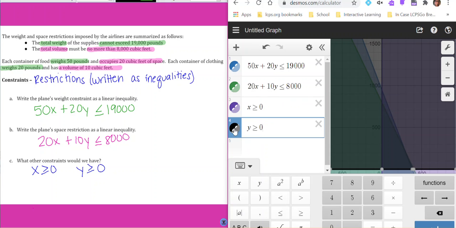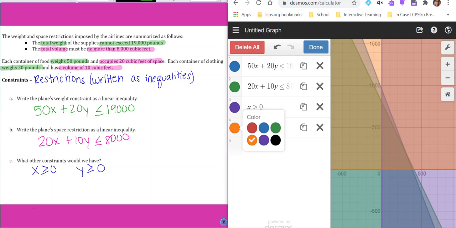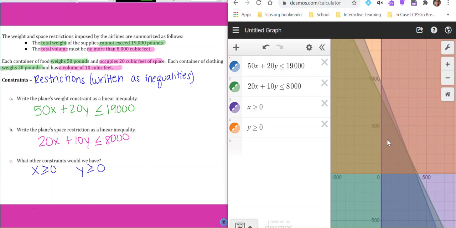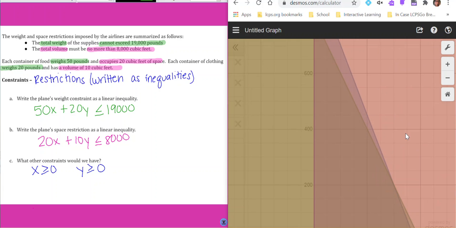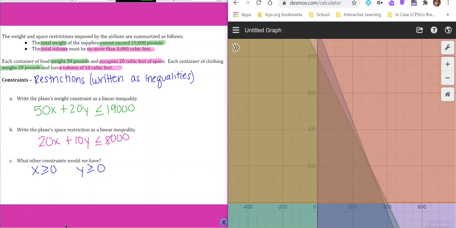So see how that one made it really dark because they selected black for this inequality? If you go up to the gear, then you can click on it and change it to a color. That makes things a little bit easier to see. So I'm looking for where these 4 intersect, which is in this, it's almost a triangle, but it does still have 4 sides. In that area right in there.